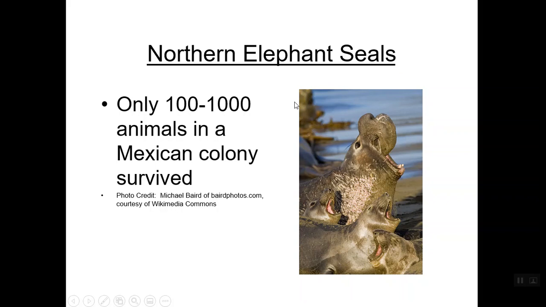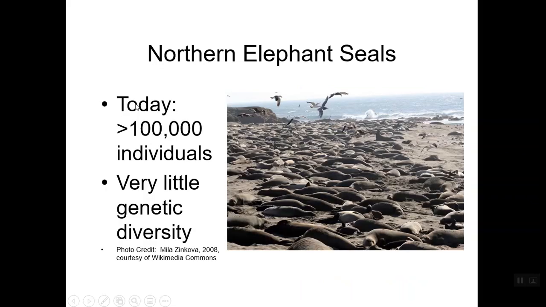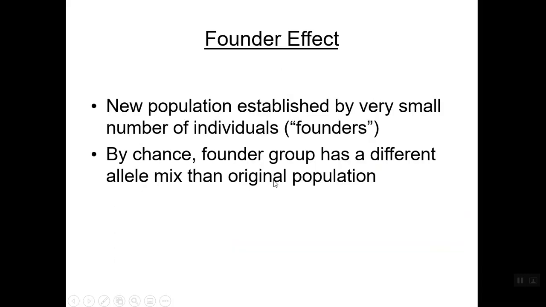And again, it could have been any other, could have been just a change in temperature on Earth or things like that. All right, so just out of curiosity, today there are just about above 100,000 individuals, again with very little genetic diversity. This was caused by hunting. It's again an example of the bottleneck effect.